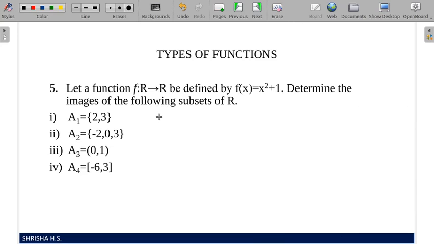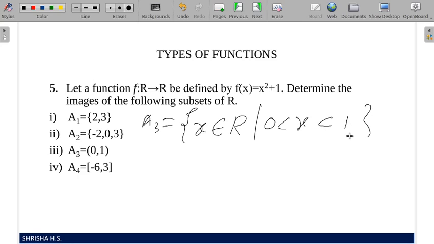We'll go on to the third, A3 equal to. Observe here, it is in the bracket, not the flower bracket, normal bracket. That means the elements of A3 are in the range of 0 and 1. So A3 contains some real numbers such that they are between 0 and 1. This is how you can represent A3 as a set.